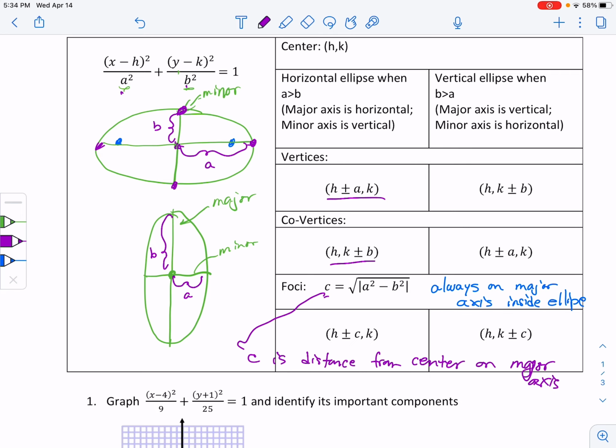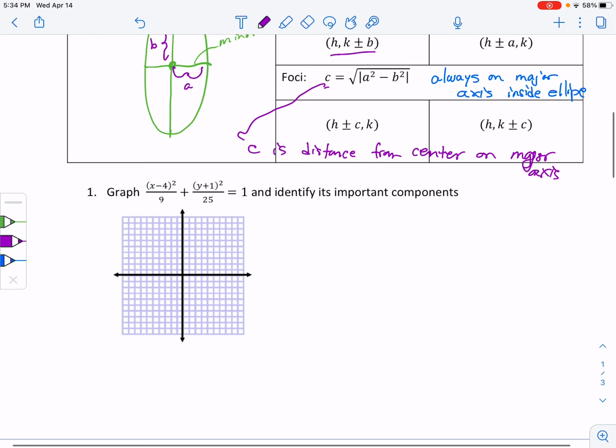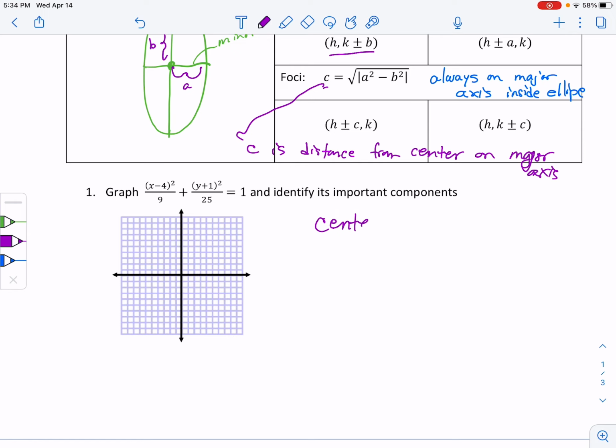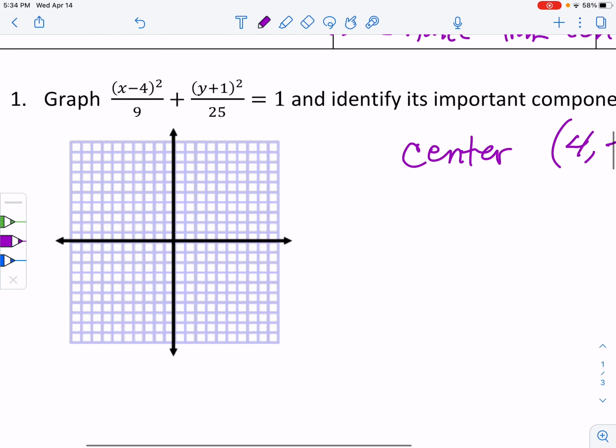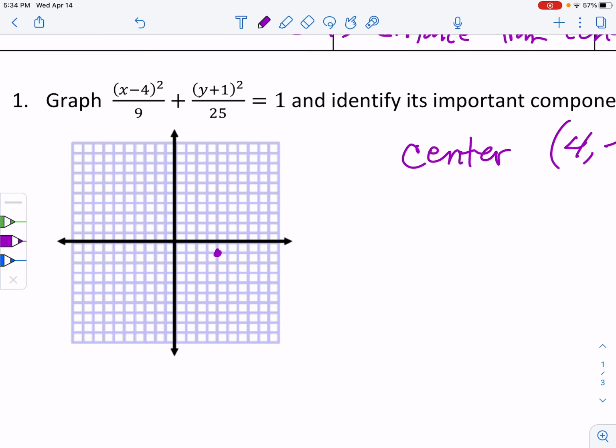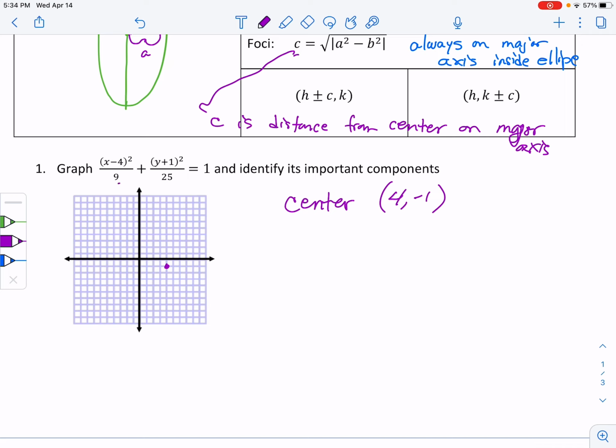All right, so let's do some of these. And identify important points. So let's find the center. The center's at 4, -1. So I come over here and go 1, 2, 3, 4, -1. Now, my vertices in the x direction is the square root of 9, which is 3. So it's 1, 2, 3, and 1, 2, 3. So vertices, I was at 4, and I'm going to add 3, so I get 7. I'm at 4, and I subtract 3, and I'm at 1.